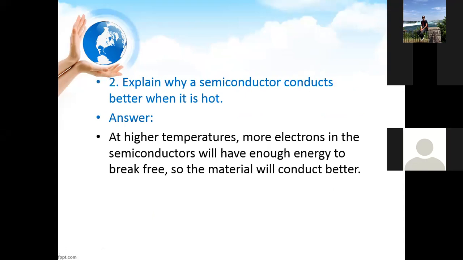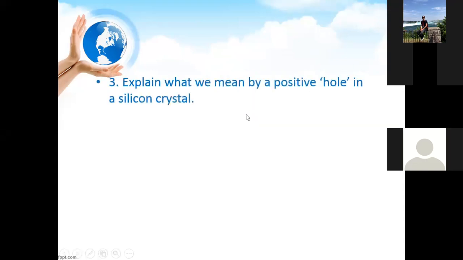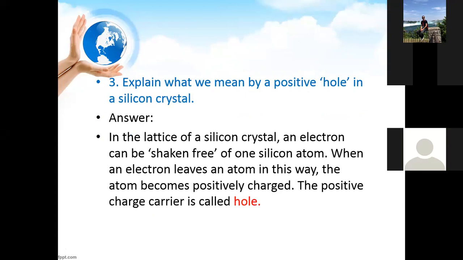The last question, I think it's from page 166. Explain what we mean by a positive hole in a silicon crystal. I'm going to explain this from chemistry. When electrons leave an atom, what happens to the atom? The atom is going to be positively charged, right? When an electron leaves an atom, it creates a hole. So the same thing here.